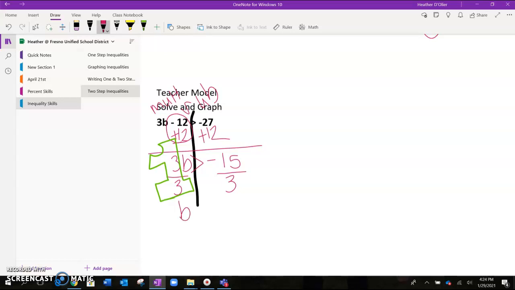I'm dividing by a positive number, so this inequality symbol will not flip. And a negative divided by a positive is negative. 15 divided by 3 is 5. So the last thing I have to do here is graph it.